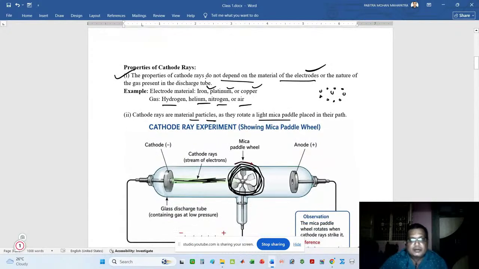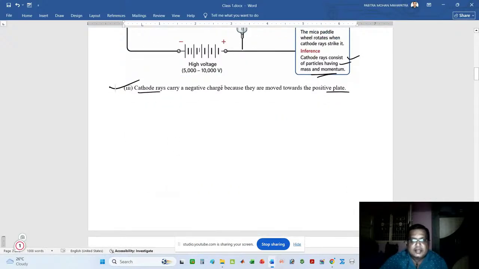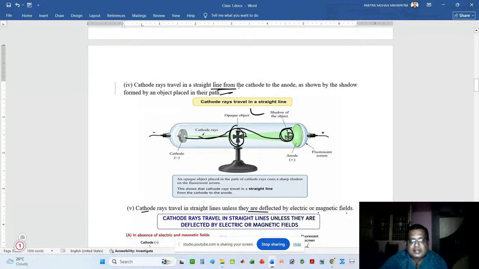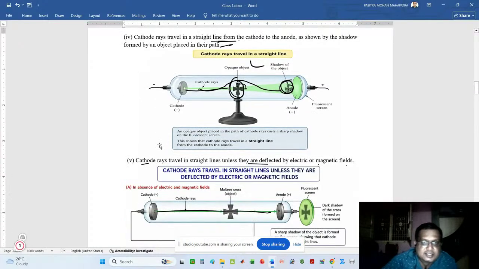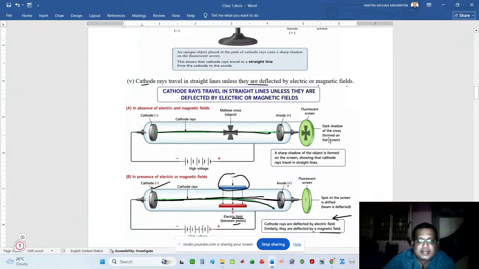So again, I want to repeat, what are the properties of cathode rays? The properties of cathode rays do not depend on the material of the electrode or the nature of the gas present in the discharge tube. Second, cathode rays are material particles, as they rotate a light mica paddle placed in their path. Third, cathode rays carry negative charge because they move towards the positive plate. Fourth, cathode rays travel in a straight line from the cathode to the anode, as shown by the shadow formed by an object placed in their path. Next, cathode rays travel in a straight line unless they are deflected by an electric or magnetic field.